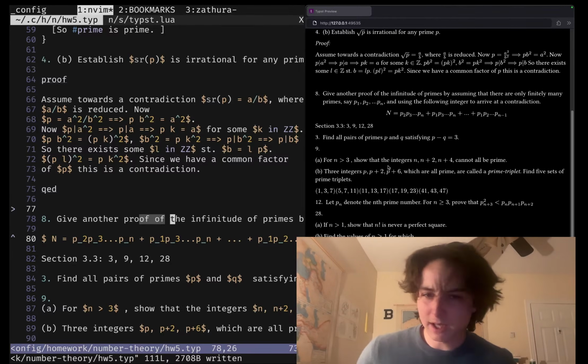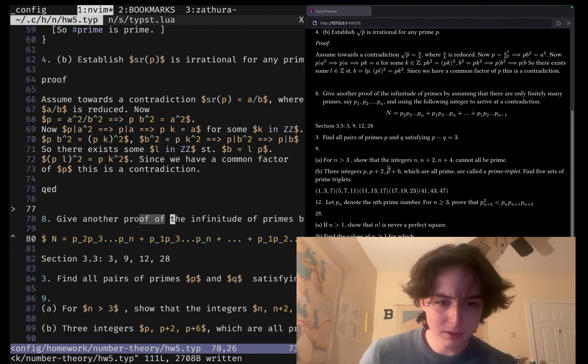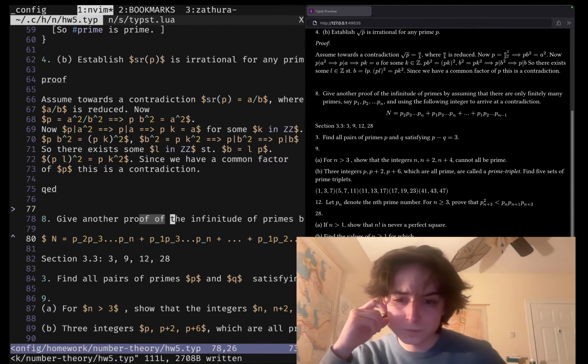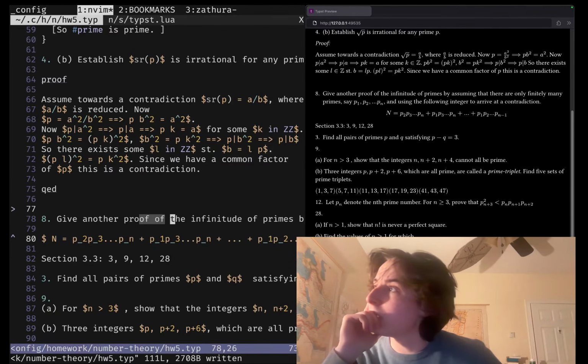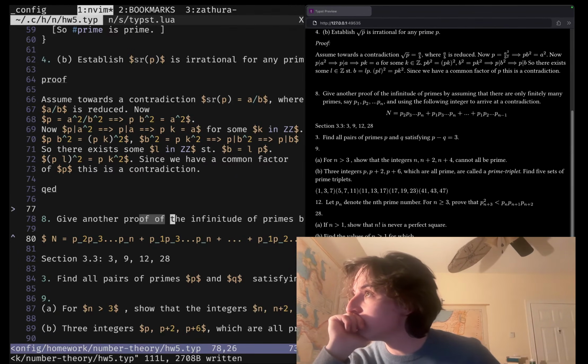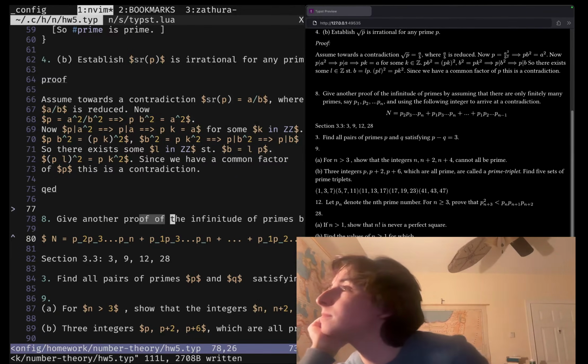I think I'm a bit less cracked than George Hotz, unfortunately, but thanks. Hmm. Using the following integer to arrive at a contradiction.